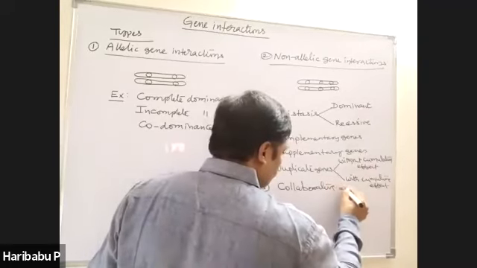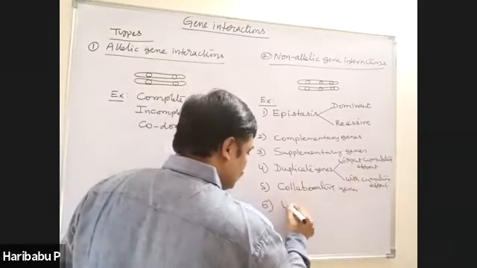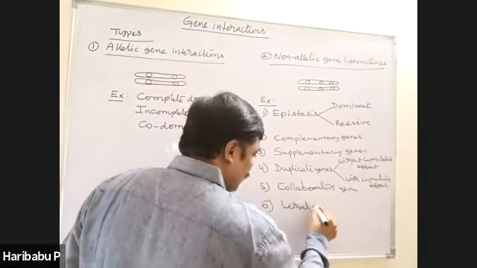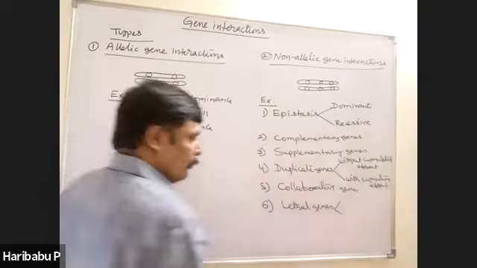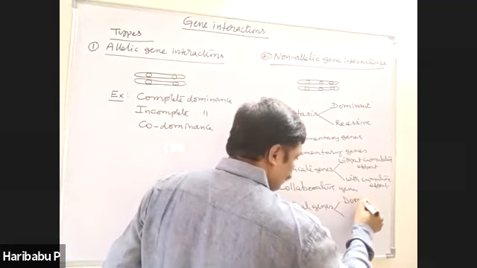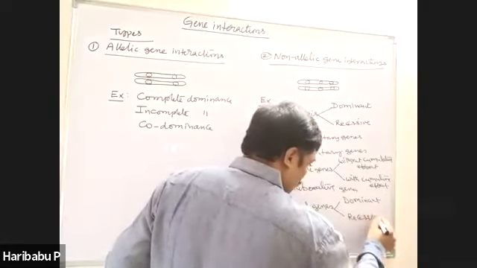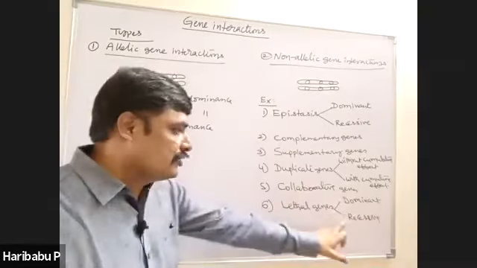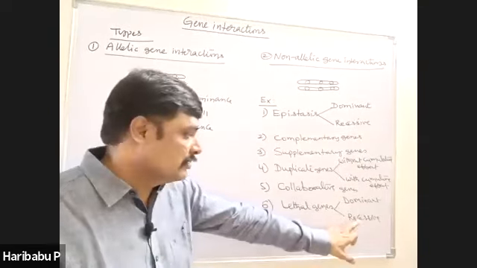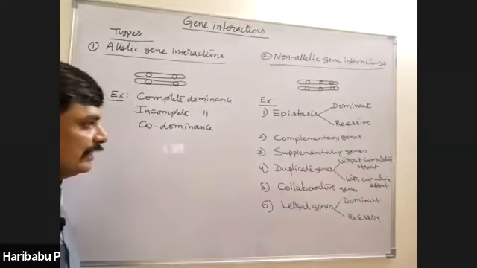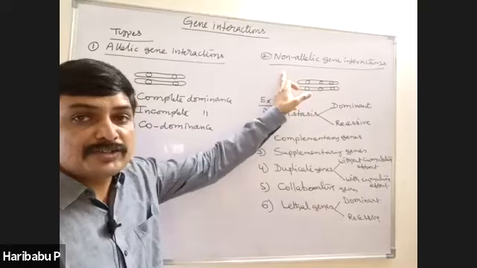Collaborative genes. And lethal genes. Lethal gene interaction, and these are again two types: dominant lethal gene interaction and recessive lethal gene interaction. These are the examples of non-allelic gene interactions.